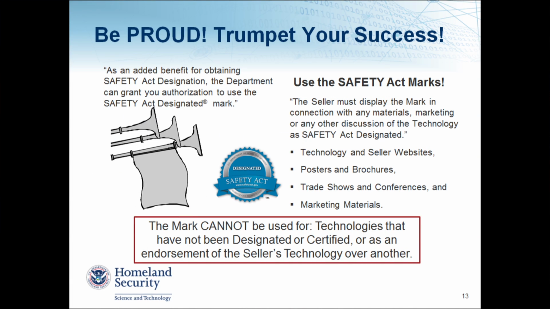That's a big deal. So be proud of that, right? You can be proud of your Safety Act protections, and that's one of the things you should be able to tell people. And so I think actually that's the segue to our next slide. What do you tell everyone after you've gone through this?